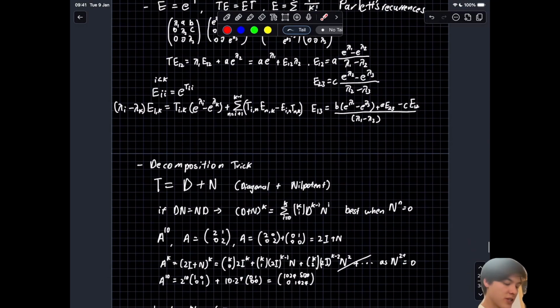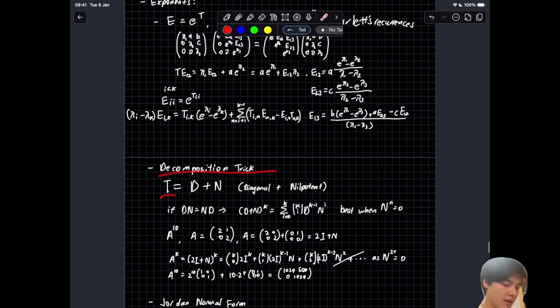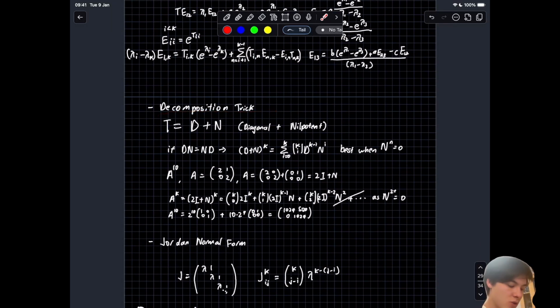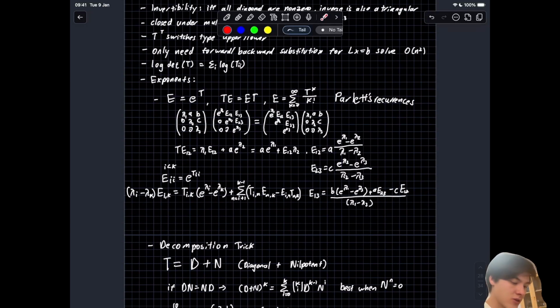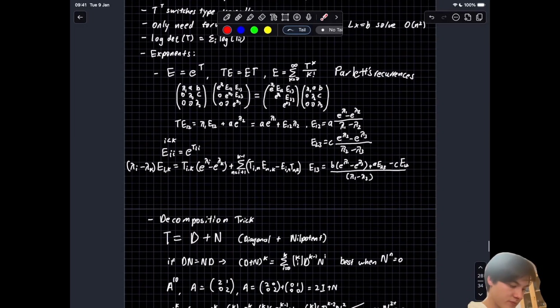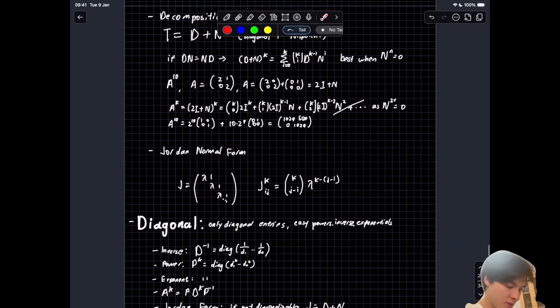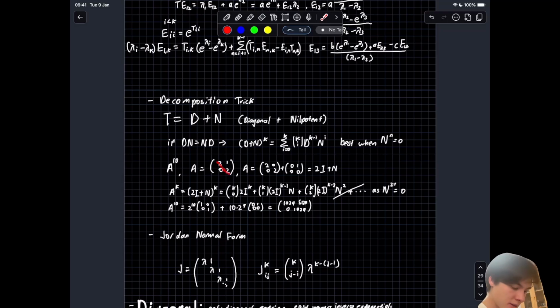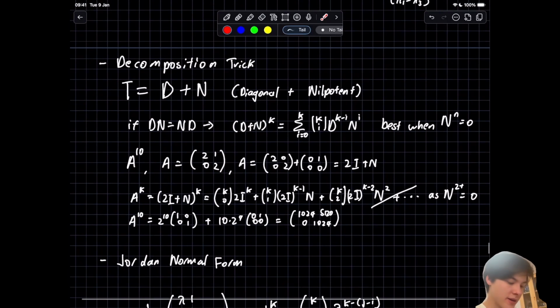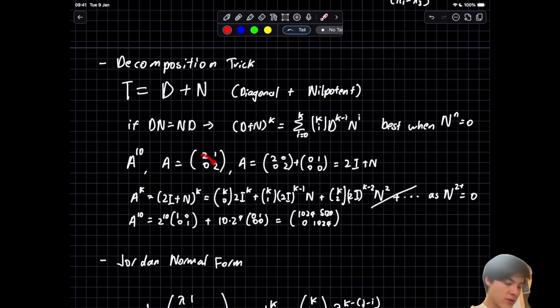There's also a decomposition trick that we can do. So the triangular matrix, we can split it into a diagonal and a nilpotent matrix. Here, like we split it to only having the diagonals, plus whatever is on the off diagonals, because the eigenvalues are 0, so that means it's nilpotent.